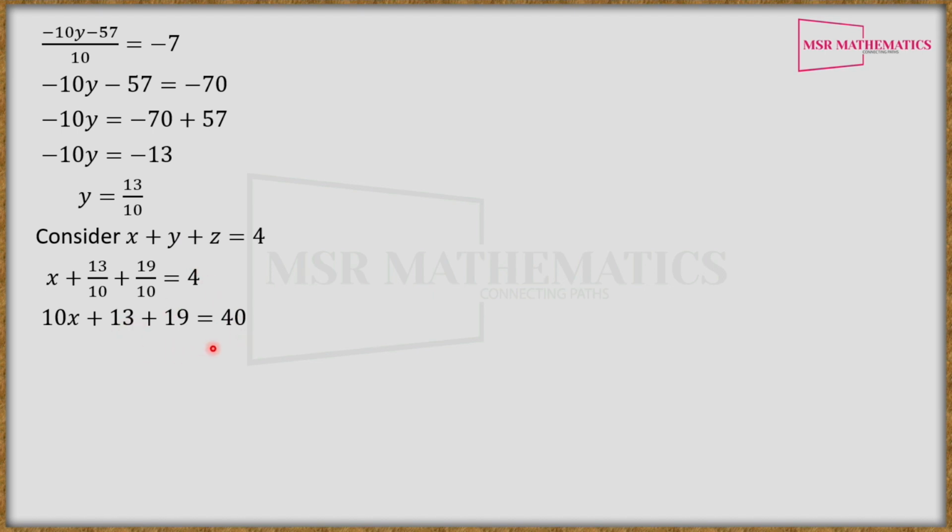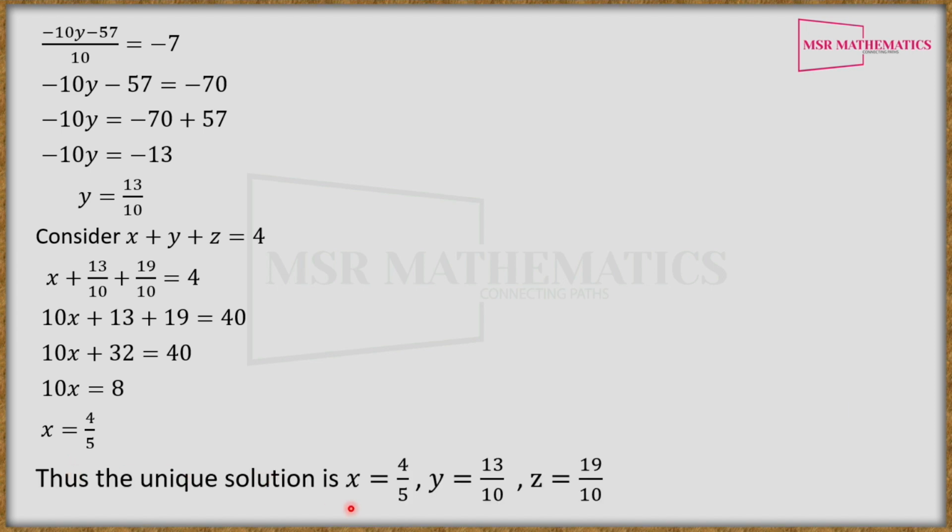So also take these values to the right hand side, we get 10x plus, here this value becomes 32, which is equal to 40, or 10x is equal to 40 minus 32, which is 8, or the x value is equal to 8 by 10, that is equal to 4 by 5. That is our x value. Thus the unique solution is given by x is equal to 4 by 5, y is 13 by 10, and z is 19 by 10. So this is the unique solution for the given system of linear equations.